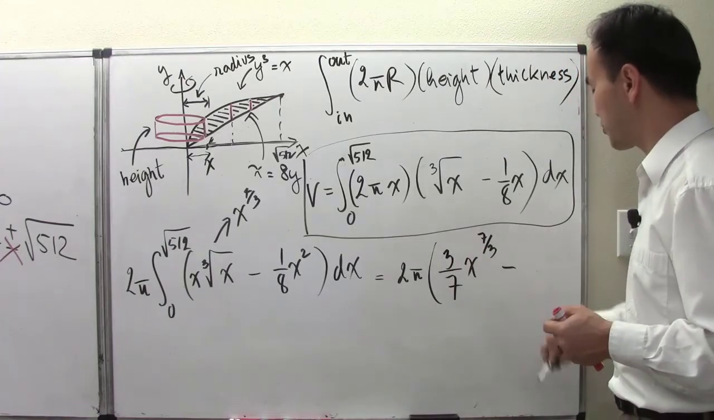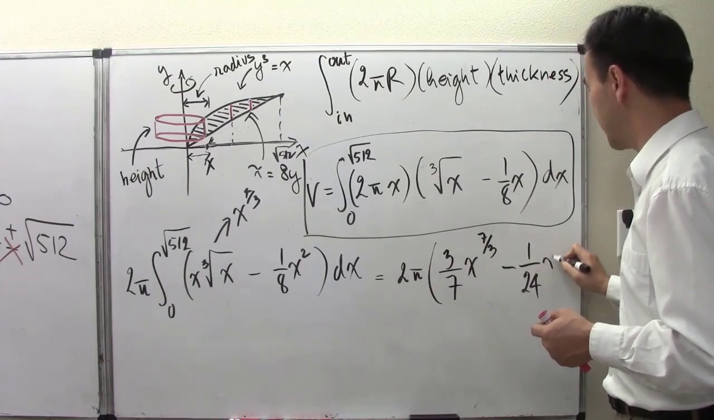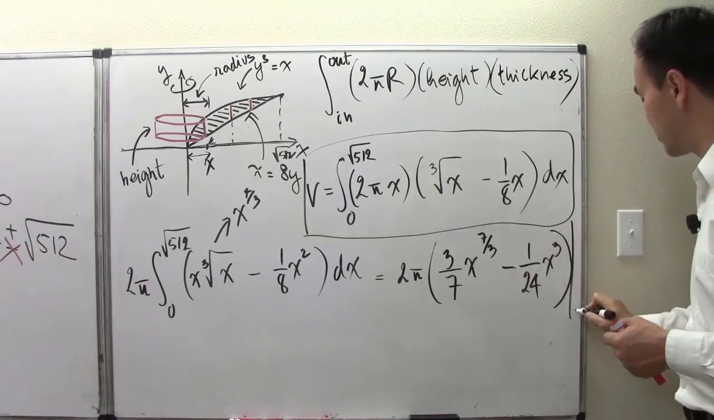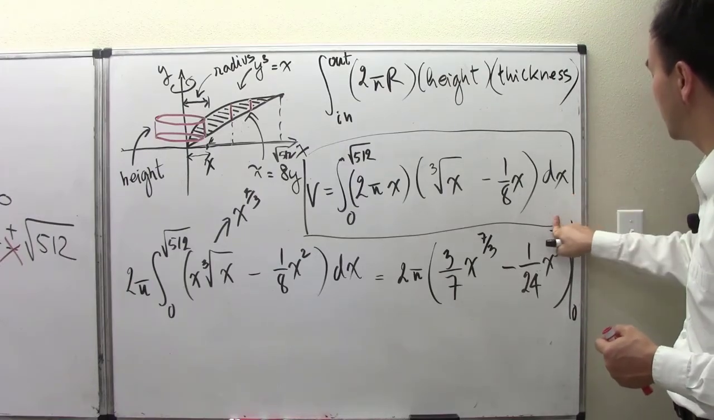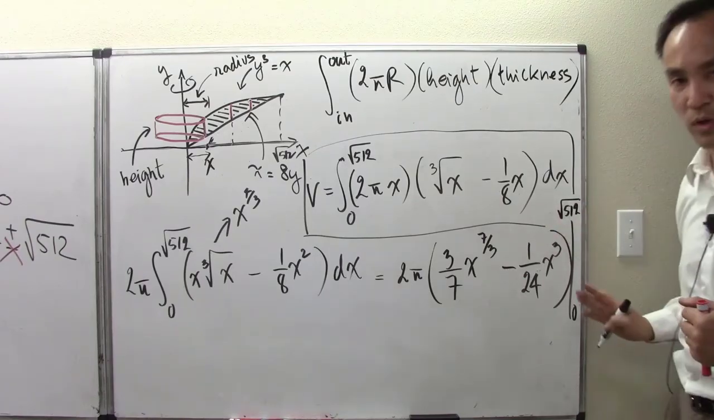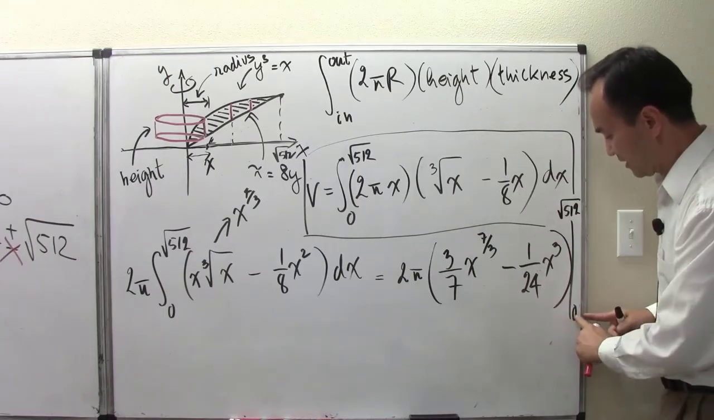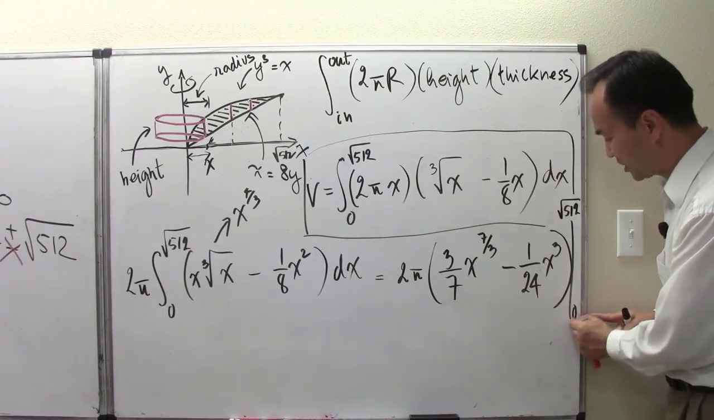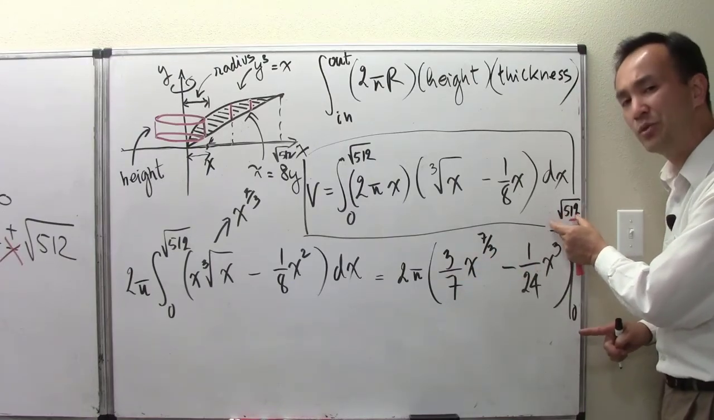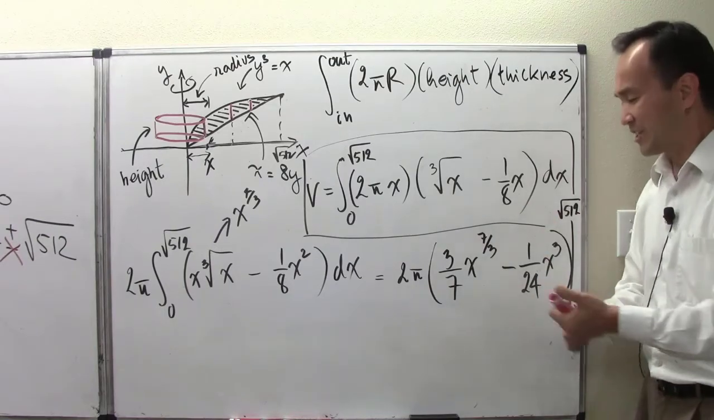And then I'm going to subtract 1 over 24 x cubed. And then we want to evaluate this from 0 to square root of 512. Okay, so that's what we will be doing right here. The advantage of having a 0 in the low end is that once we substitute that in here, it's all going to be 0. So mostly with this problem, we're just going to worry about substituting square root of 512 into the expression of x here.